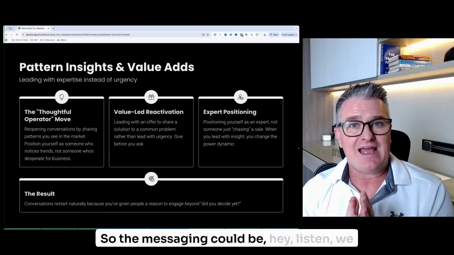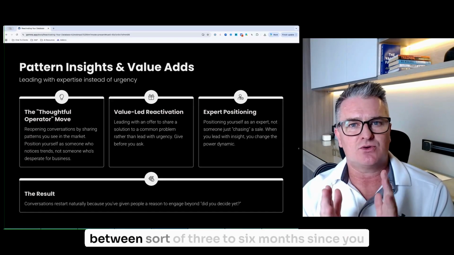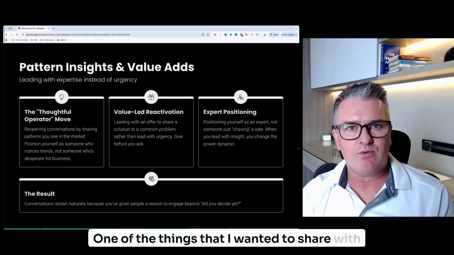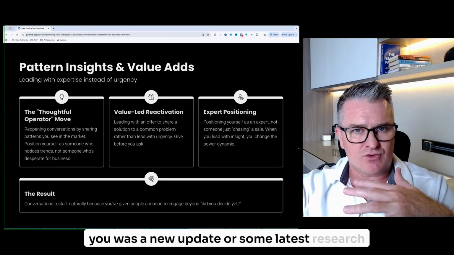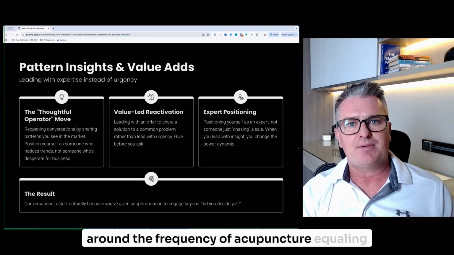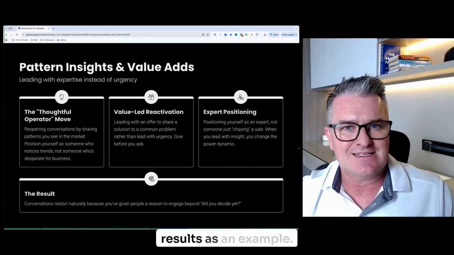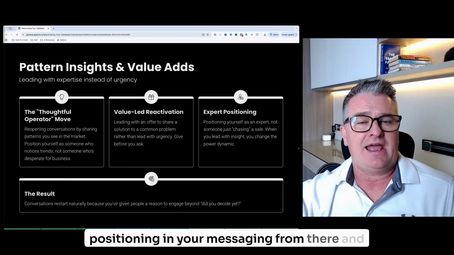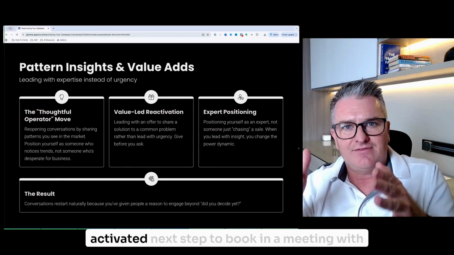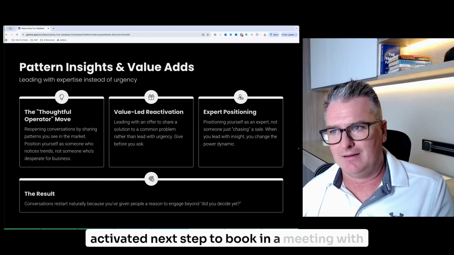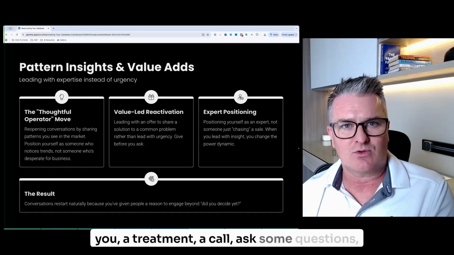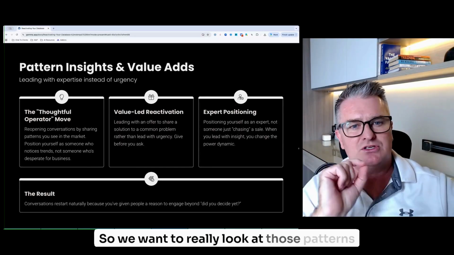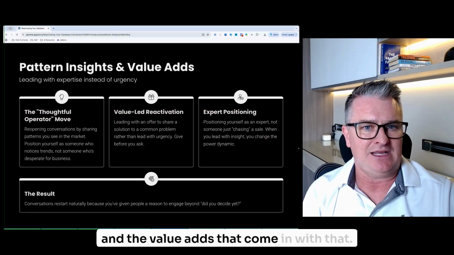So the messaging could be, hey, listen, we know that it's been between 3 to 6 months since you were last in clinic. One of the things I wanted to share with you was a new update or some latest research around the frequency of acupuncture equaling results, as an example. So you can start to take that expert positioning in your messaging, and then give them an activated next step to book in a meeting, a treatment, a call, ask some questions, just getting them to start a conversation with you. So we want to really look at those patterns and the value-adds that come with that.